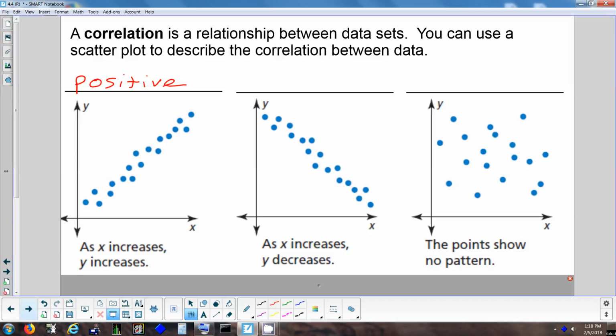Does everyone understand what that says on the bottom? As x increases, that means as x goes to the right, y goes up. As x increases, y increases. Just like Savannah told us in the last one, as the grams of sugar increased, the number of calories increased. That was a positive correlation. How about the second one? As x increases, y decreases. What kind of correlation do you think that is? That's a negative.